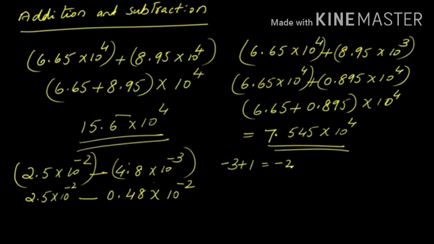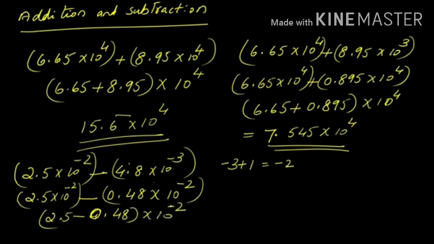Again, what we have to do? We can subtract these two numbers. 2.5 minus 0.48, and we can take 10 raised to minus 2, that term, outside. So we'll get 2.5 minus 0.48, put the bracket, and 10 to the power of minus 2 is the common term over here. So what do we get? 2.5 minus 0.48 is 2.02 into 10 raised to minus 2.